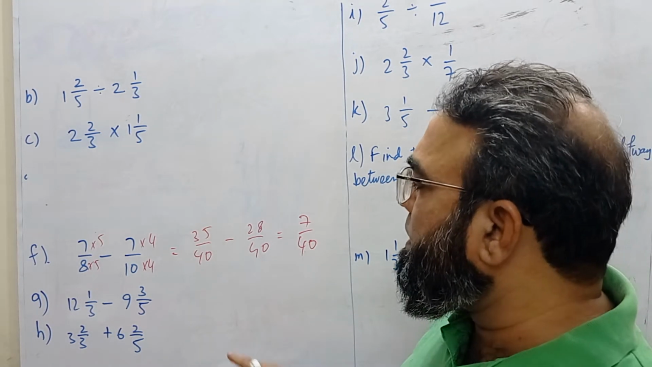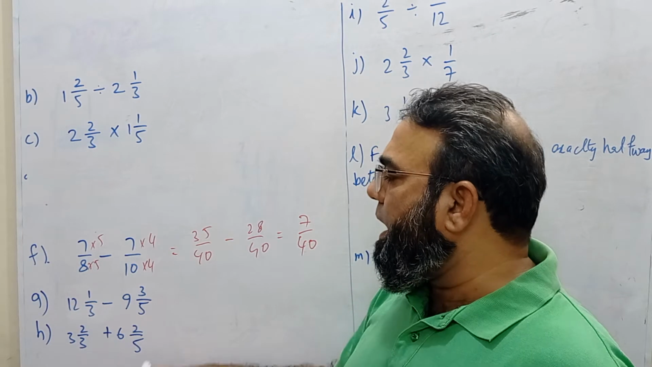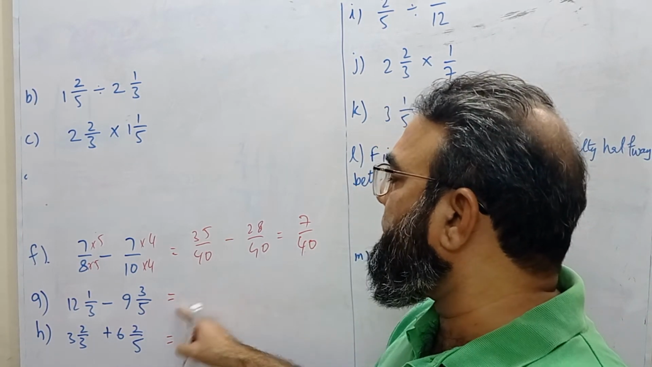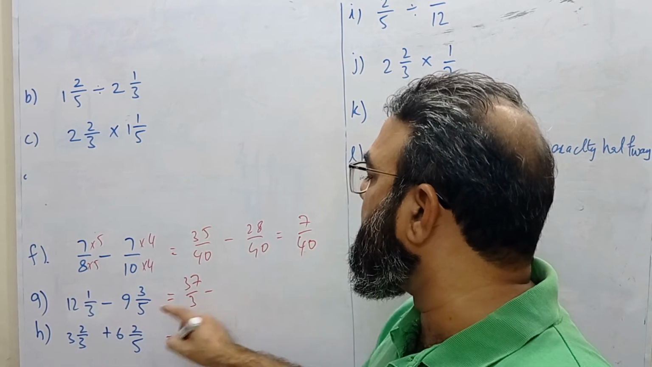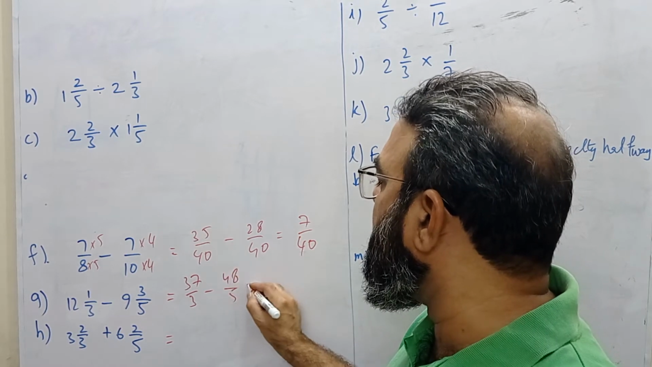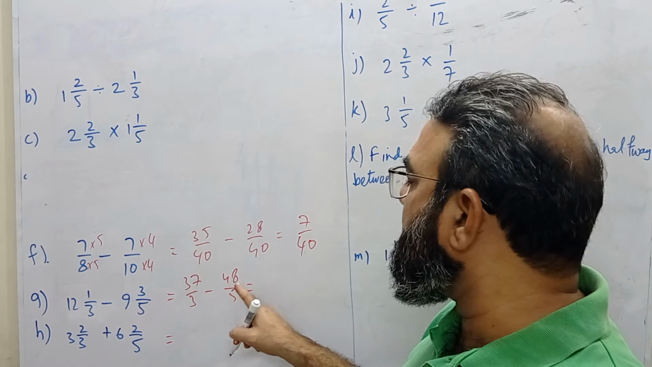So similarly, you can try the G and H parts. And I'm just going to do that quickly so that you can check your answer. This is going to be 37 over 3. This is going to be 48 over 5. And then I multiply this by 5, and I multiply this by 3.